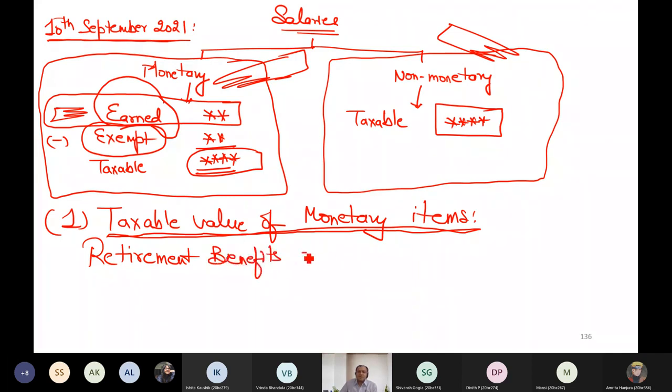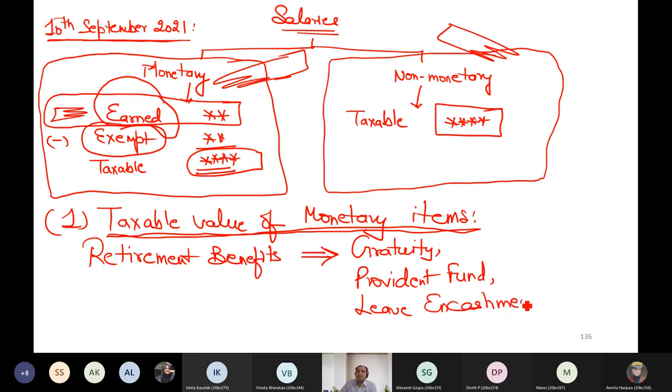Retirement benefits are those monetary benefits which are generally given at the time of retirement. It's not always so, but generally these are given at the time of retirement. For example, gratuity is a retirement benefit. Provident fund, which you get back when you retire, is a retirement benefit. Leave encashment is a retirement benefit.